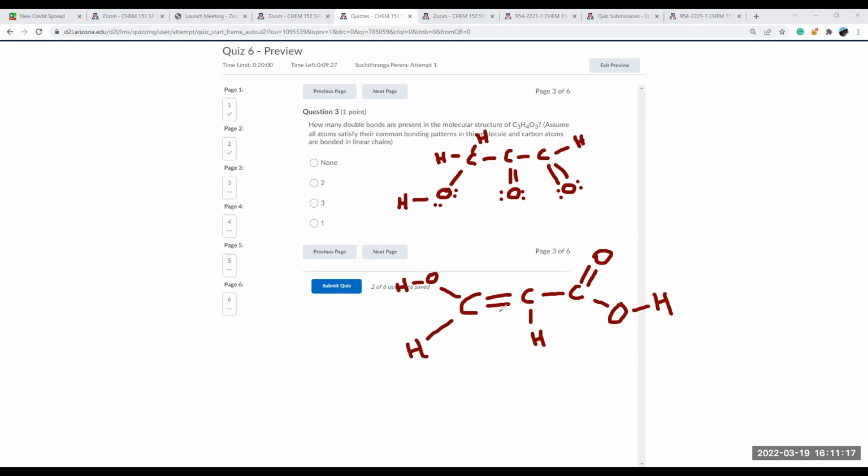So I have fulfilled the common bonding patterns of all the elements, and also I have three oxygens, three carbons, and 1, 2, 3, 4 hydrogen atoms. Now again you can see that we have only two double bonds. So whatever structure you come up with, and we can come up with more possibilities, you're going to see two double bonds in the structure. Two over here.